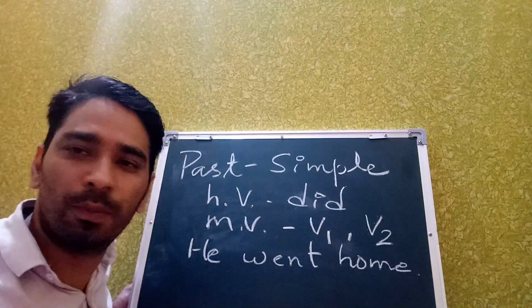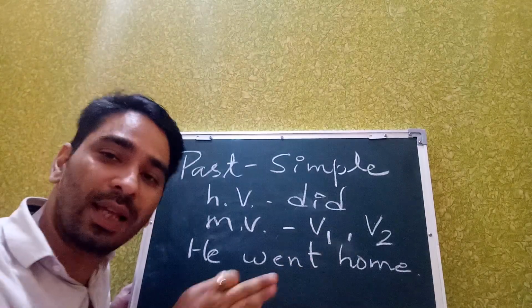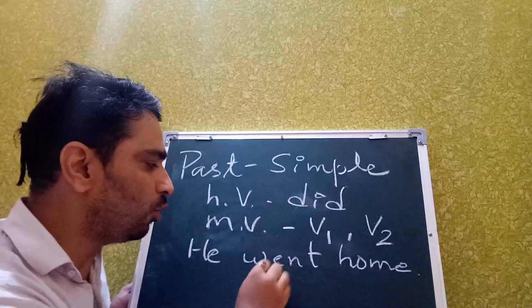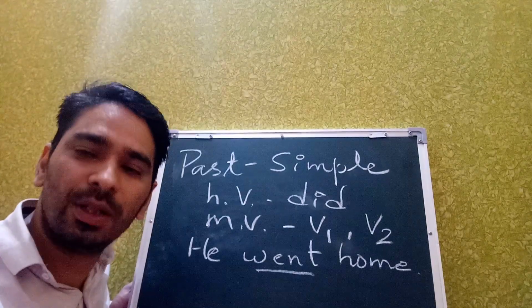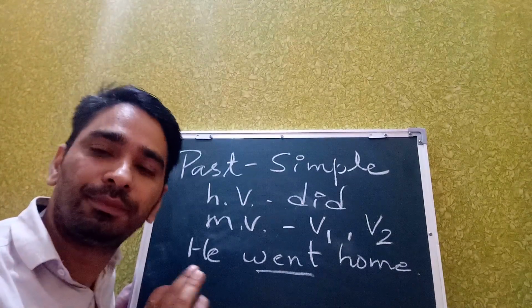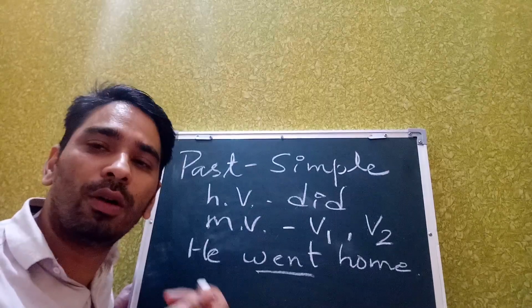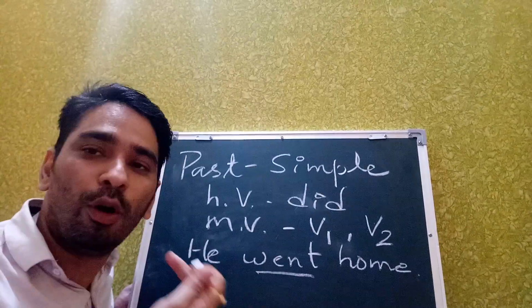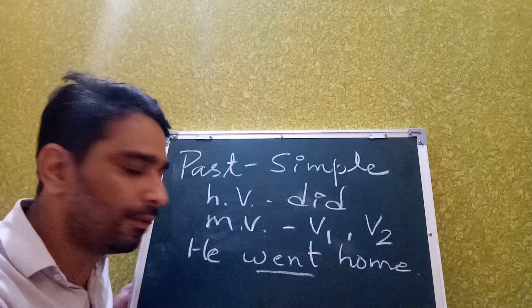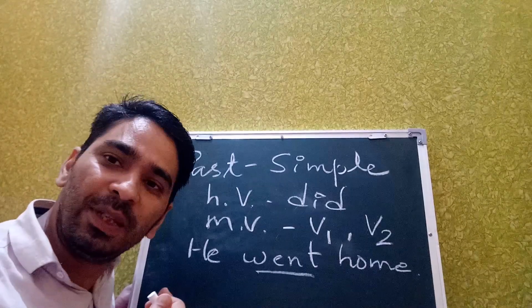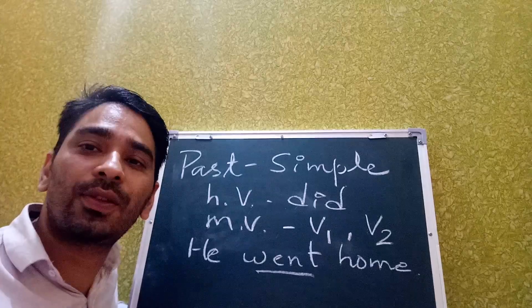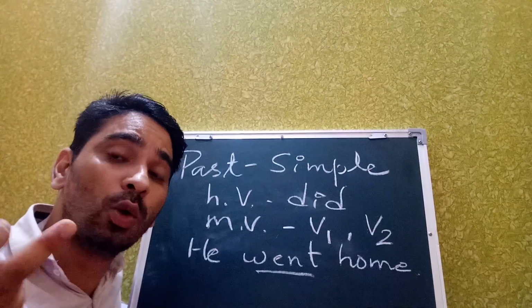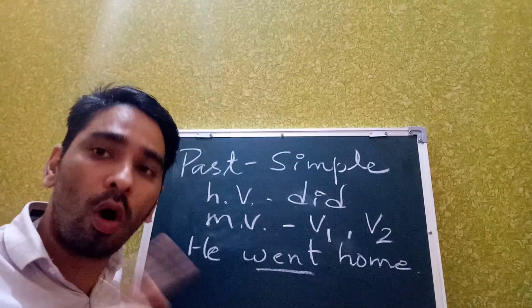He went home. Went is the second form of go. So V2 we use in case of a positive statement, or you can say a simple sentence, or an assertive or affirmative sentence. If I speak about yesterday's activities, what I did the whole day yesterday, I can say yesterday I woke up, not wake up, woke up, second form.